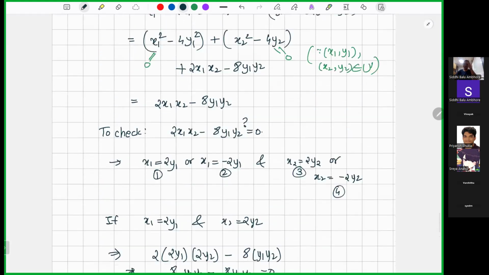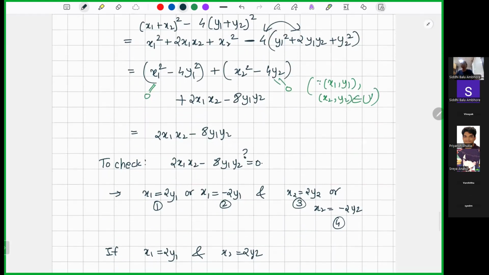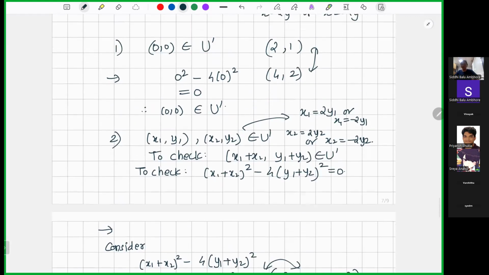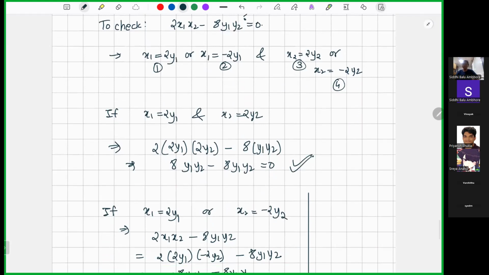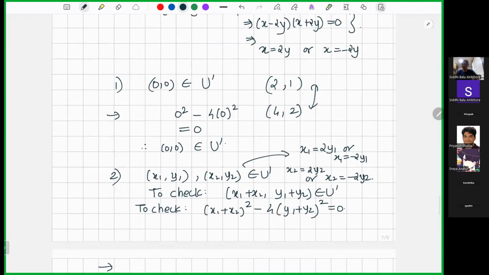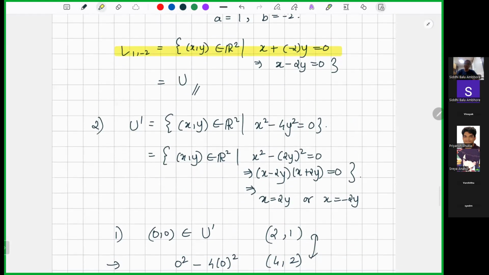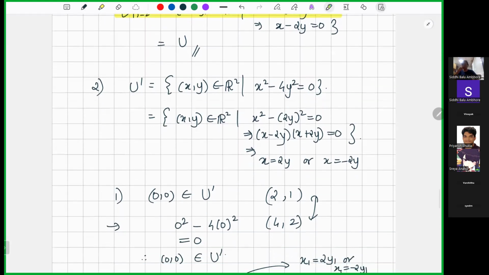Okay, sure. So what we were trying to check is, first we proved that U is a subspace. Now we wanted to check whether this U dash is a subspace or not. And we tried to prove it. So the first condition got satisfied from the given condition. We simplified the given sets. This is my set, x square minus 4y square is equal to 0. And I simplified it like a square minus b square, and I get either x is equal to 2y or x is equal to minus 2y.